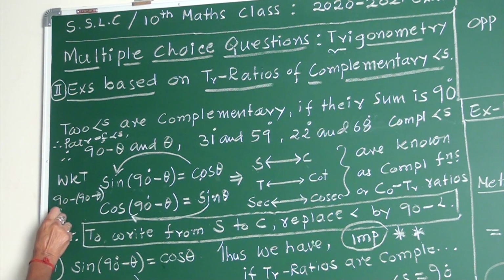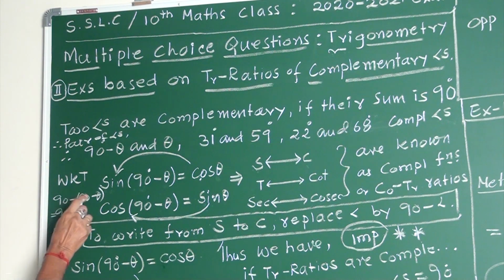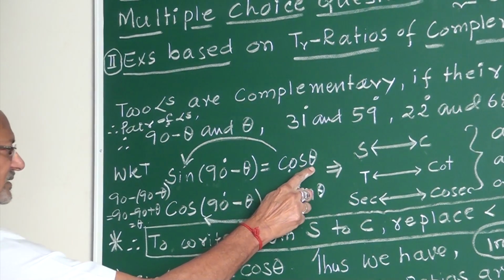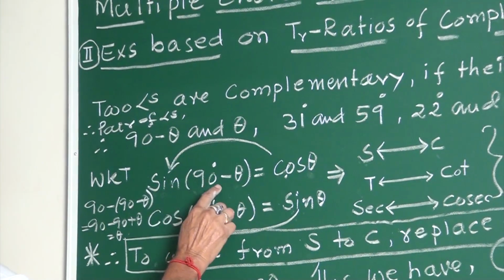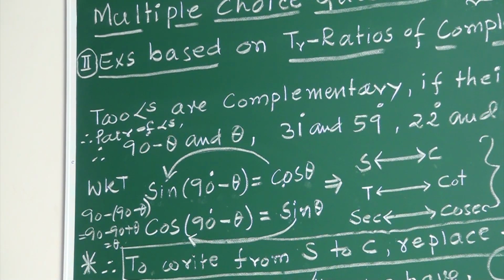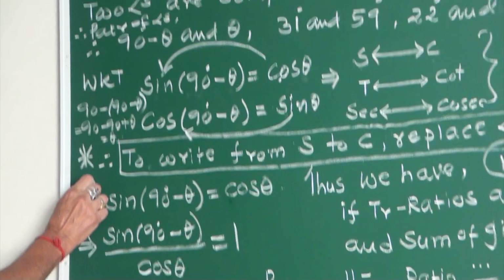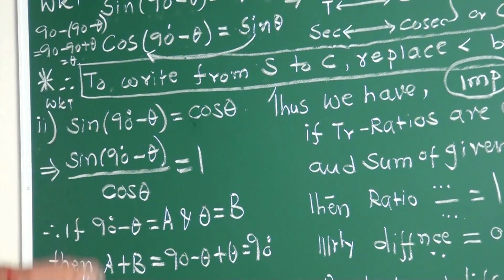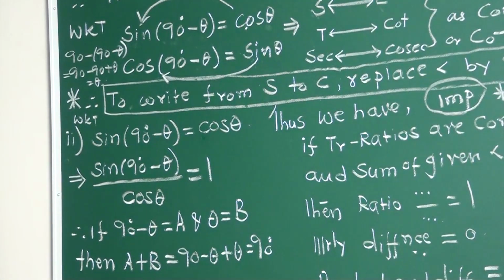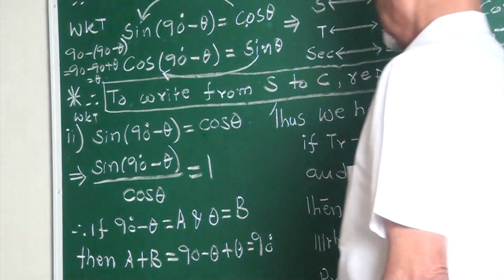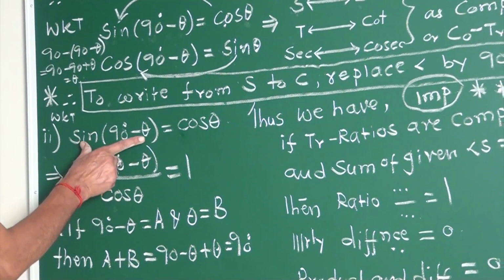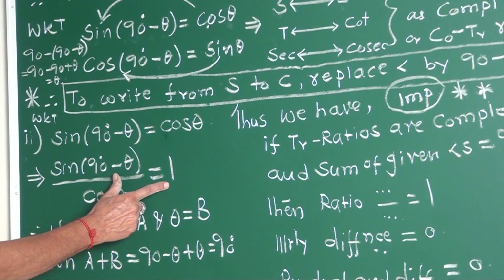What is this, my friend? This is 90 minus 90 minus theta. Minus of minus is plus theta. What is this? Theta. Therefore, 90 minus the angle. Remember, this is one reason. Second, again we know that sine 90 minus theta is cos theta. Bring this down. Therefore, this upon cos theta is 1.